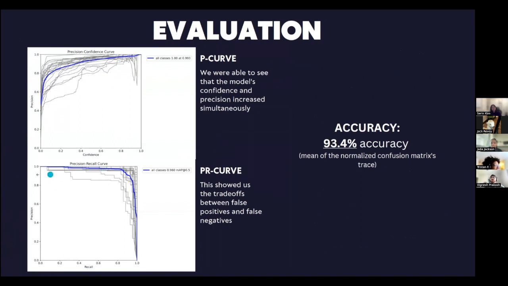It showed the trade-offs between the false positives, which is when something is predicted as true when it is not, and false negatives. It would have been most desirable to have both precision and recall be high, but there was definitely a trade-off. As Stephen mentioned before, our original accuracy goal was 80%, and once we calculated the mean of the normalized confusion matrix's trace, we ended up with 93.4%, which is a very good sign. The result of these evaluations allowed us to minimize loss and achieve high precision.